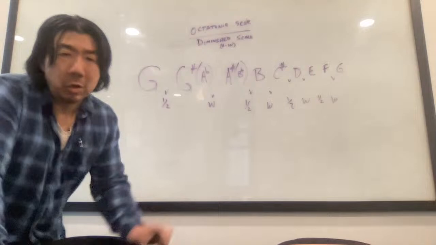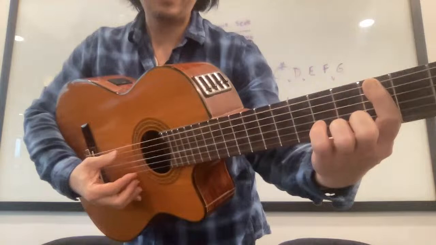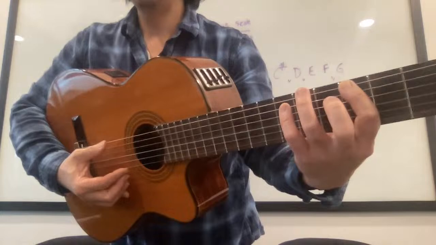Okay, so I'm going to show you how to play it on the guitar really quickly. It's a really beautiful scale. Here's the easiest way to do it. G, half step, then from there go up a whole step, and then half. I'm going to show you these beautiful diagonal fingerings. Check it out. G, go up half step, G sharp, whole step.